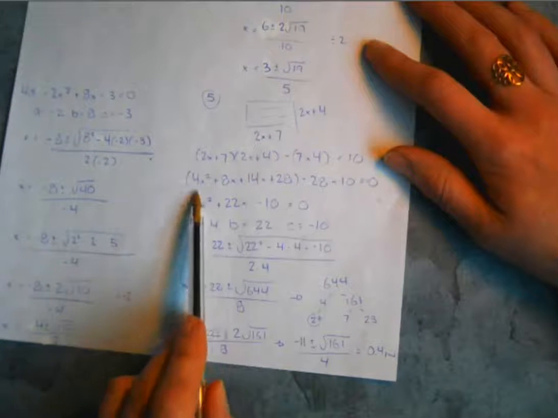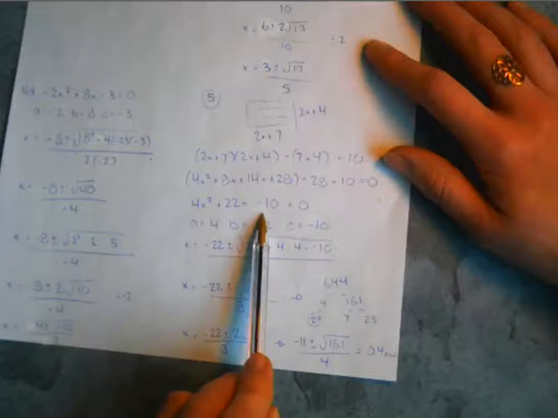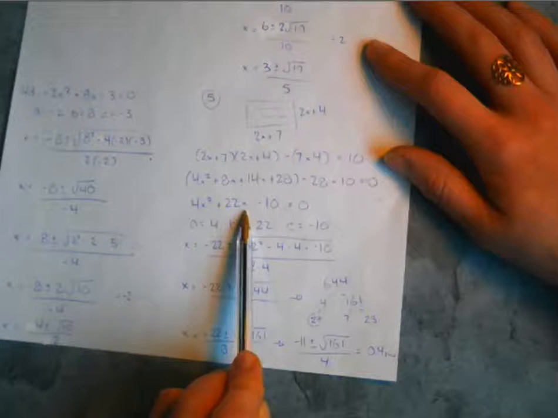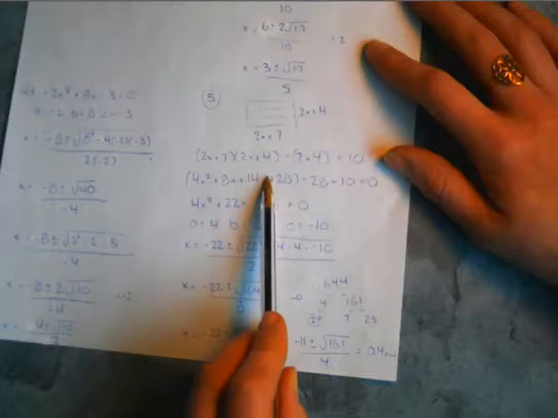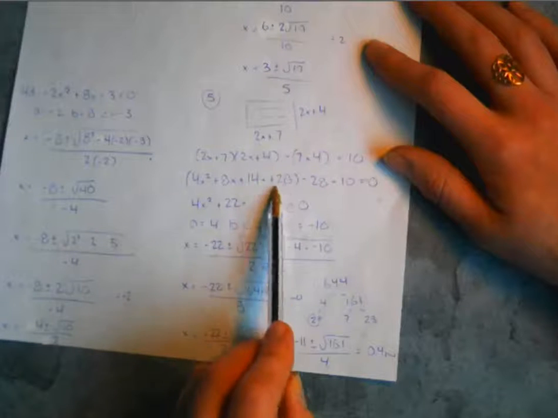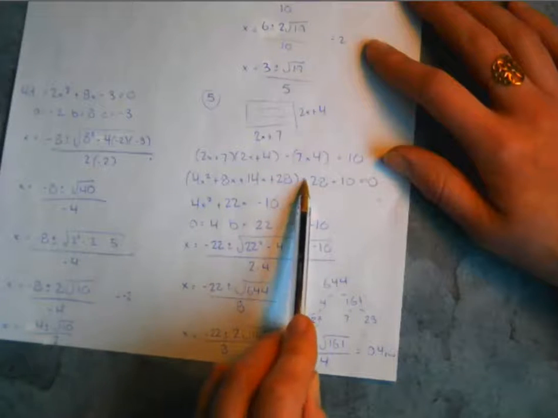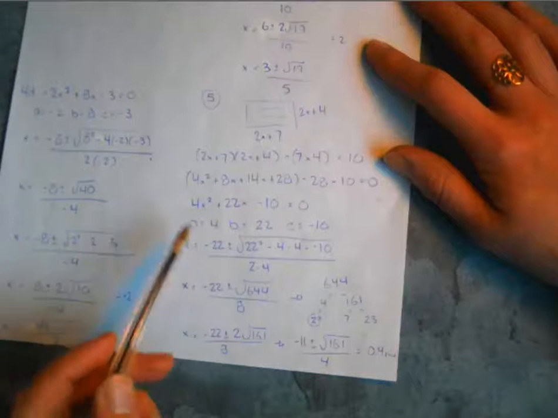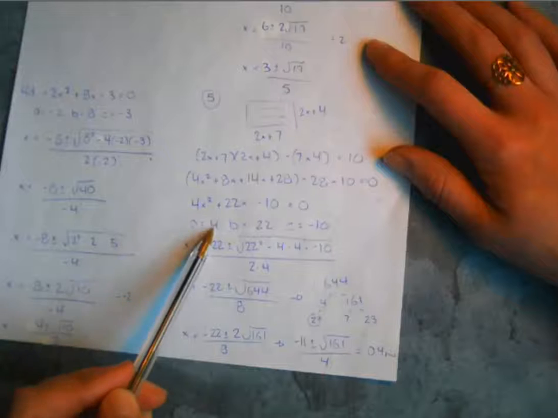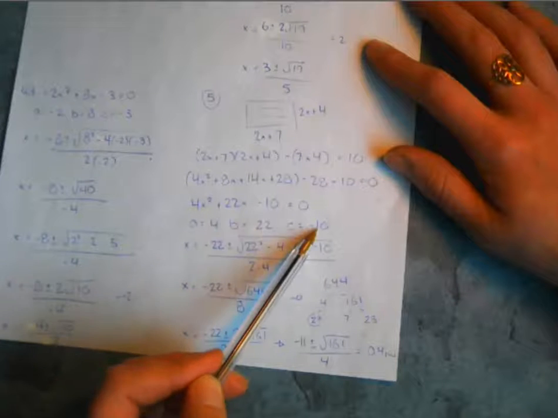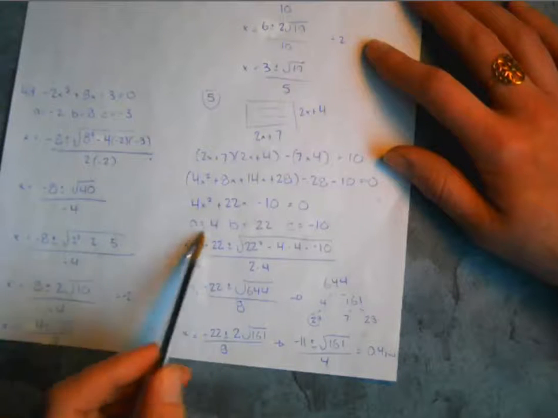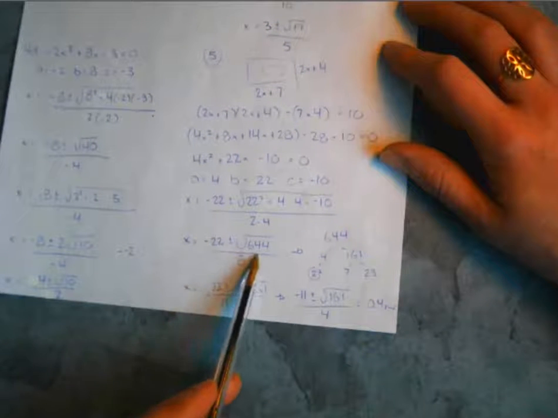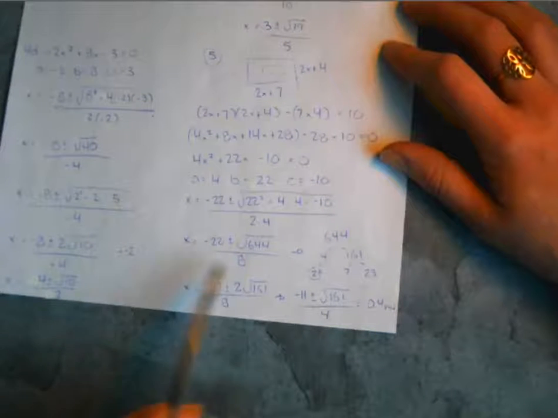Okay, now what I did is simplified. So 4x squared stays the same, 8x plus 14x becomes 22x, and then there's nothing out here being multiplied, so this is just plus 28 minus 28, which is 0, and then 0 minus 10 gives us negative 10. So now our overall statement is this, and our A value is 4, our B value is 22, and our C value is negative 10. So again, you can plug it into your quadratic formula. That's going to give you negative 22 plus or minus root 644 over 8.